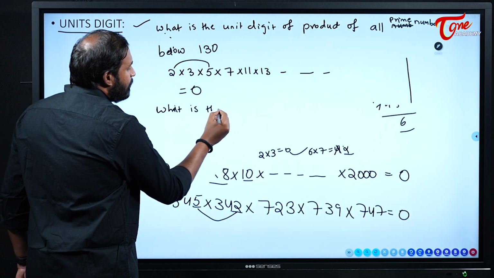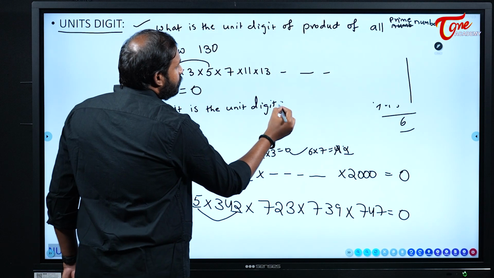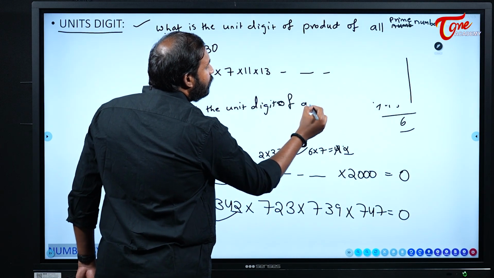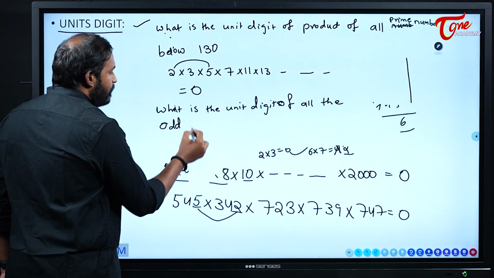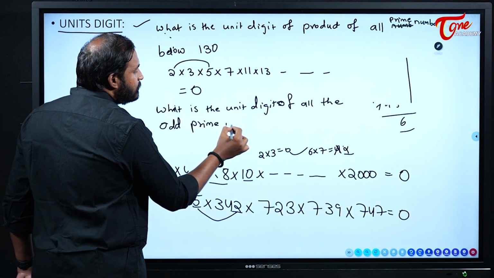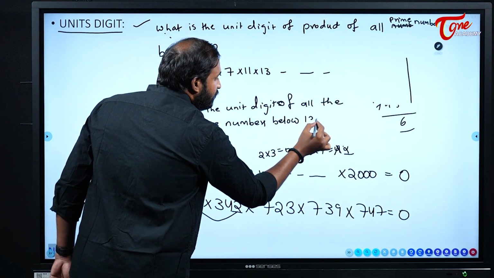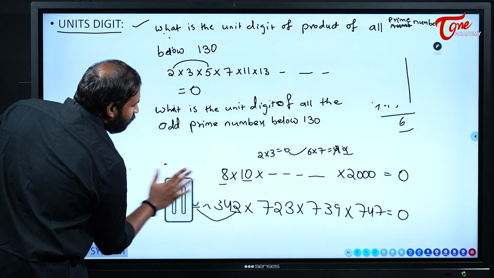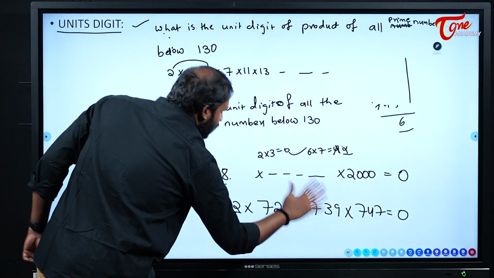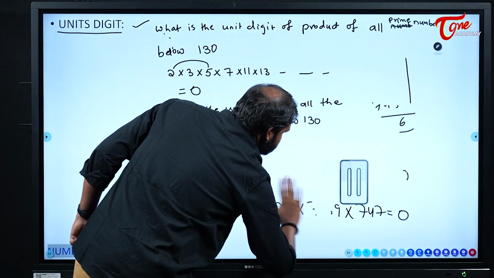What is the unit digit of all the odd prime numbers? Odd prime numbers below 130. If he uses the word odd, so now what happens to my data set? What will happen to my data set here?